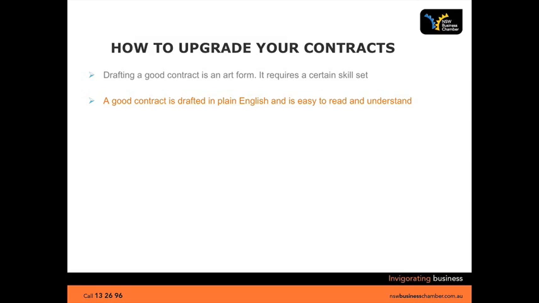A good contract is drafted in plain English, and it's easy to read and understand. Any time you look at a contract and it's hard to understand, or it baffles you, or it's got all sorts of archaic language or big words, avoid it, or don't sign it until you have it fully and properly explained to you. The point I'm making here is that lawyers these days should be trained in the skill of drafting plain English, easy to read and understand contracts.